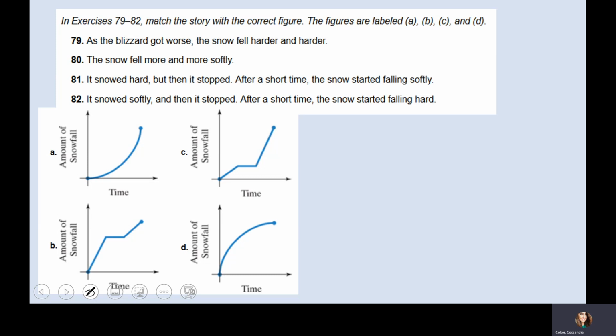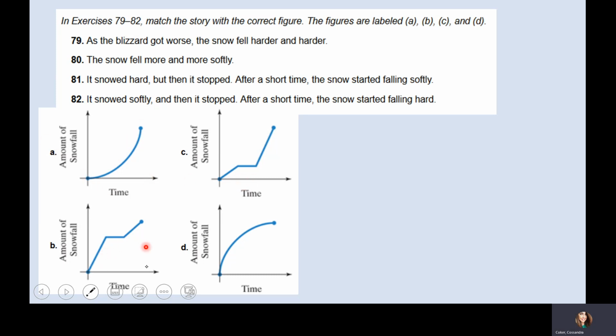So in number 75, as the blizzard got worse, the snow fell harder and harder. So that, of course, means that as time goes on, the amount of snowfall is going to get higher and higher. So time progressing. Notice that in part A, that has a positive correlation because time is progressing and the amount of snowfall is definitely increasing higher and higher. So that looks like a good possibility for 79.